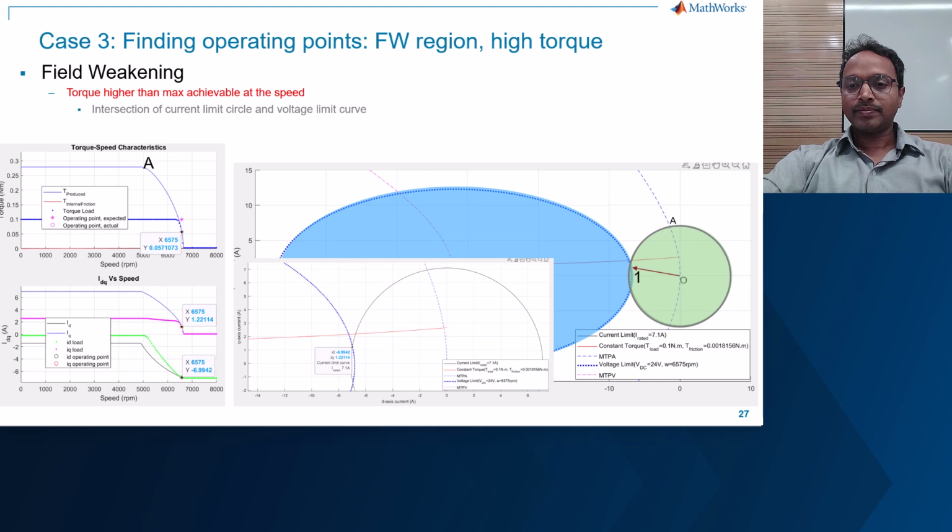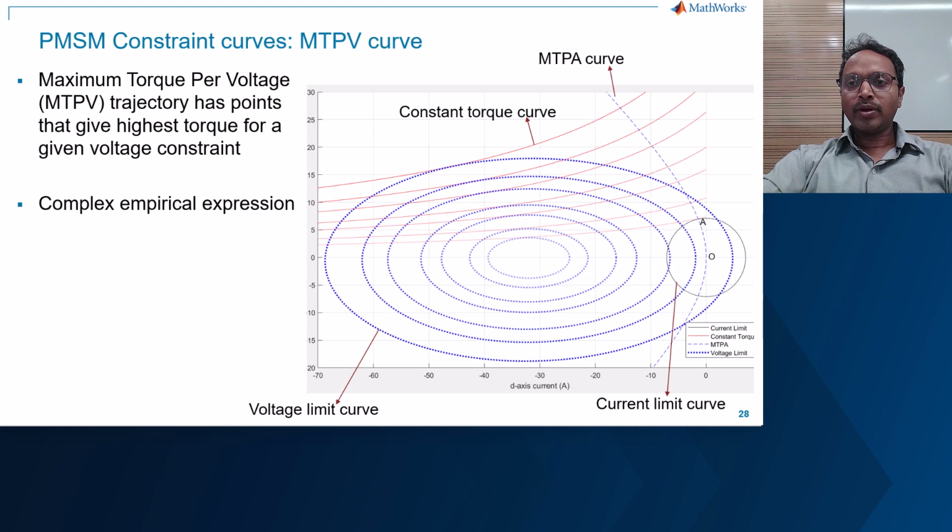Now we will look at a different curve from the constraint curves called MTPV curve, that is maximum torque per voltage curve. This curve gives the locus of all the points IDIQ which provides maximum torque for a given voltage constraint based on the operating voltage and speed. This region of operation is also called deep field weakening region.